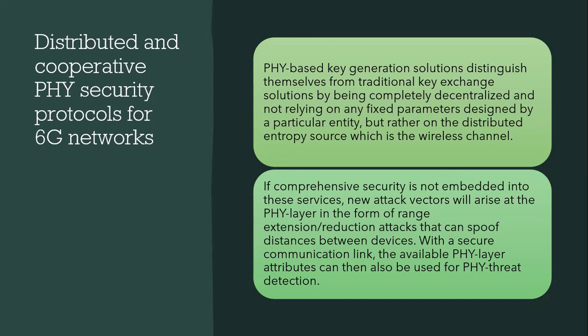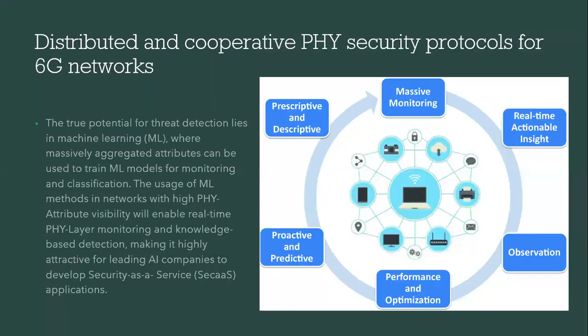If comprehensive security is not embedded into these services, new attack vectors will arise at the physical layer in the form of, for example, range extension and reduction attacks that can spoof distances between these devices with a secure communication link. The available physical attributes can then also be used for physical threat detection. Distributed and cooperative physical security protocols for 6G networks.